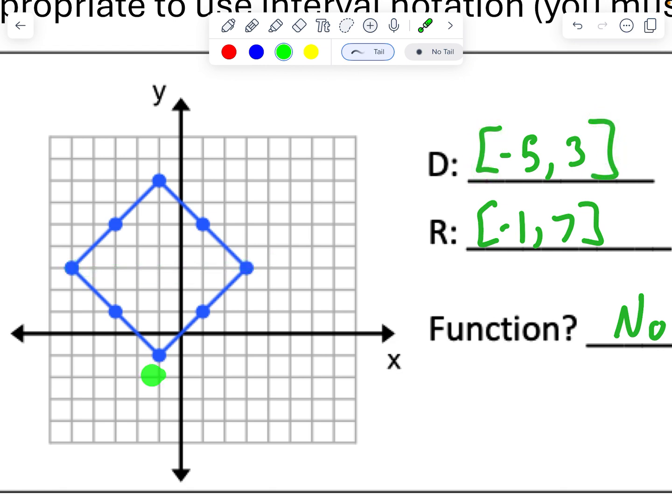And then our range starts with the lowest value up to the highest value, which is -1 to 7. Again, brackets on both of those. And this is not a function because it does not pass the vertical line test. It only has to happen in one place, but there's many places where you can draw a vertical line, and the vertical line is going to hit more than once, which means for an x value, let's draw one here. That means the x value right here has more than one different y value.